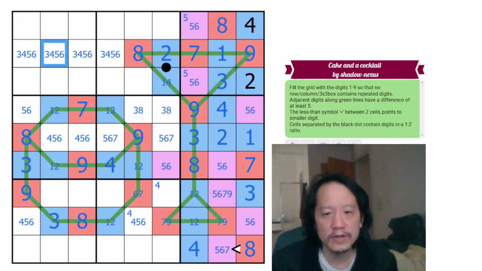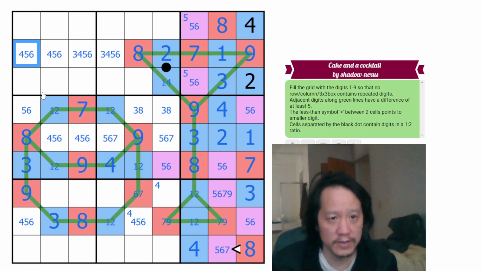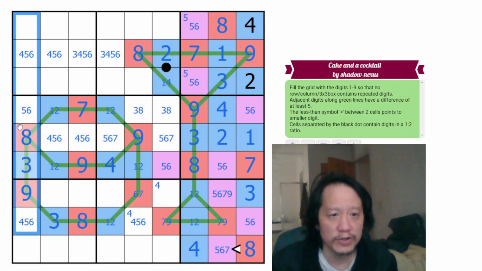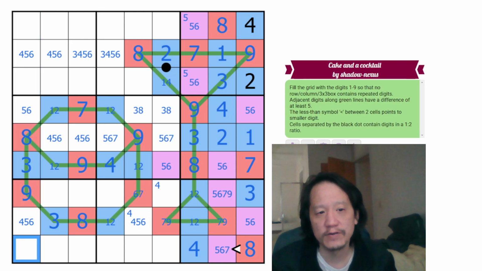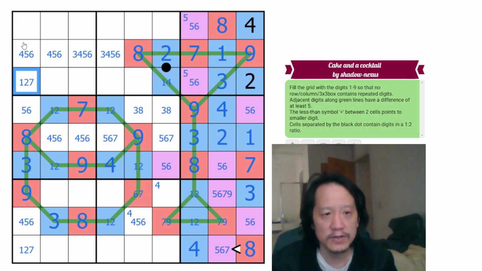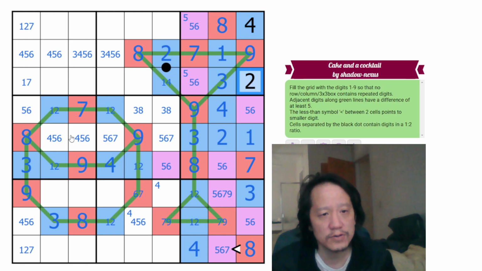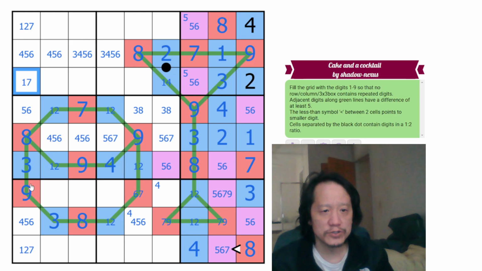This can't be 3 either, so the 3 is one of these two. We have a 4, 5, 6 triplet in row 1. So the rest of the row cannot contain 4, 5, or 6 either. Therefore, this is 1, 2, or 7. This is 1, 2, or 7. And this is 1, 2, or 7. This can't be 2 specifically because of that 2. So this is 1 or 7. And this is 1, 2, or 7. So it could be either of those.